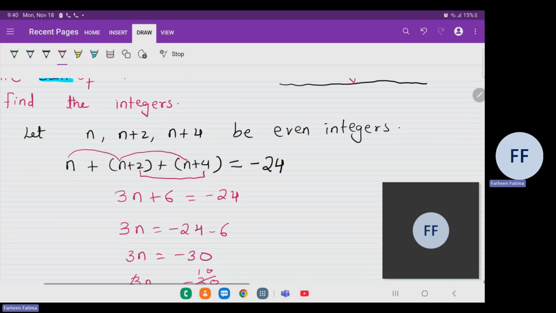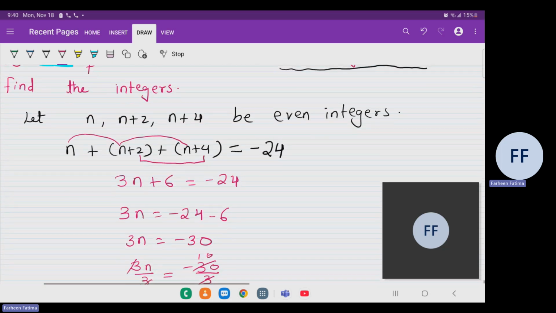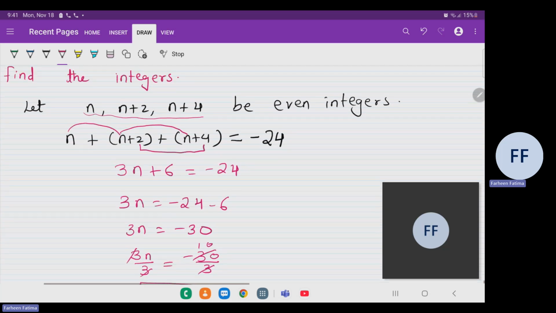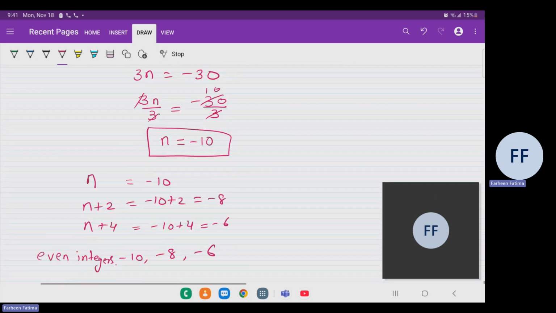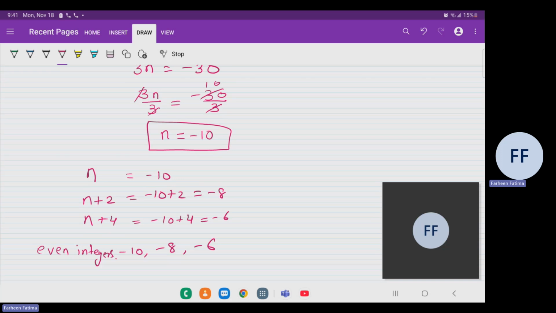Okay, students? Do remember the rule. If it is given even or odd, you go with the rule n plus 2, n plus 4. Sum means you add them, then you find the values and replace them. Now let us see another question.